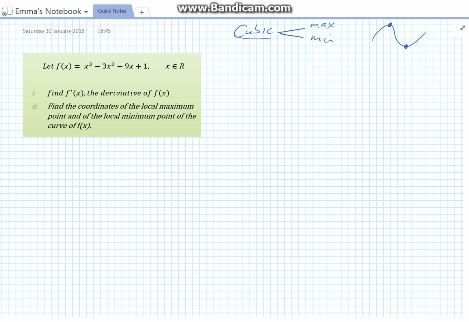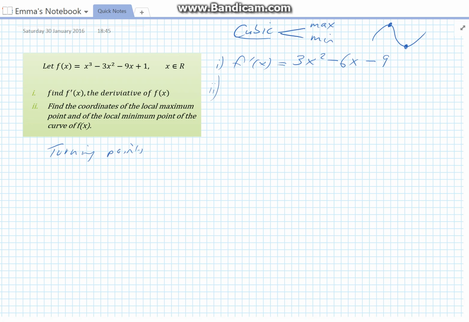The first thing they asked us to do is find f dash of x, meaning that we differentiate. So differentiate x cubed: bring down your 3, multiply by what's there, and reduce your power by 1, so that becomes 3x squared. Next one, bring down your power, multiply by what's there, so minus 3x squared becomes minus 6x. Minus 9x becomes minus 9, and then plus 1, when you differentiate, doesn't become anything. So that's it, simple. The next thing, part 2, asks us to find the local maximum and local minimum point. This is also called the turning points.